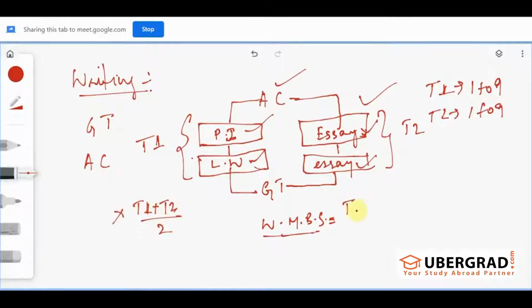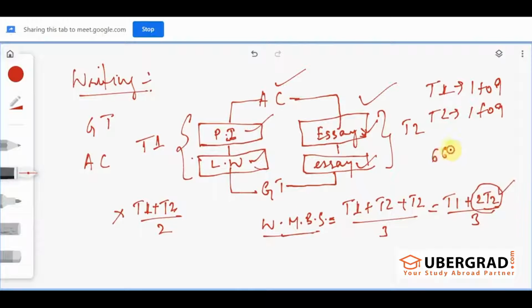The actual thing is, how it happens is T1 plus T2 plus T2 divided by 3, or T1 plus twice of T2 divided by 3. So this is not a simple average, this is the weighted average. Okay, simply you can say that the weightage of task 2 is twice the weightage as compared to task 1, meaning that 66.6% of the weightage is given to the essay writing or task 2, whereas only 33.3% of the weightage is given to task 1.